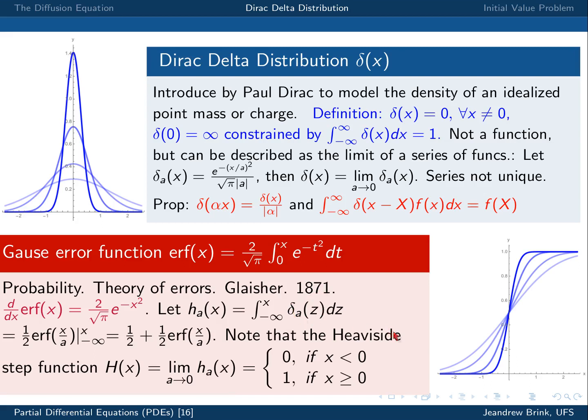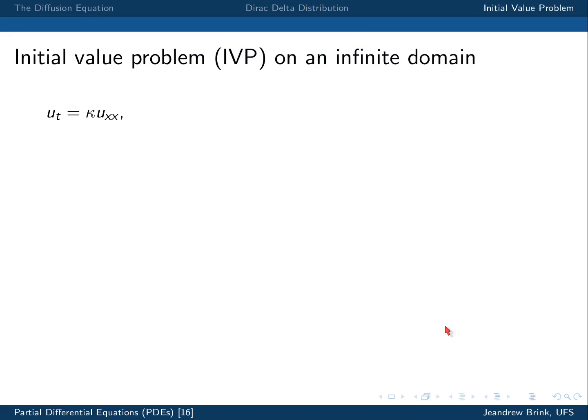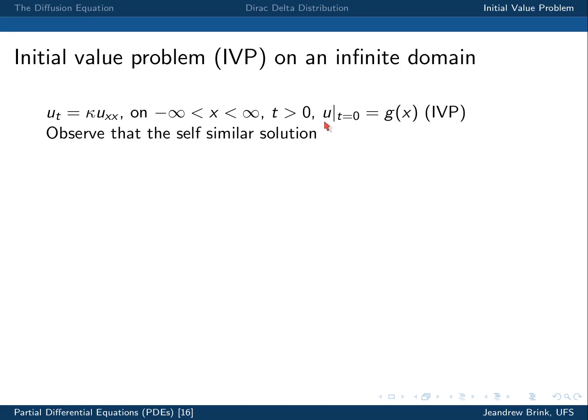Okay, given this background, let us now go ahead and solve the initial value problem on an infinite domain. Firstly, the initial value problem in its full formulation is just the heat equation or the diffusion equation in 1D on the domain minus infinity less than x less than infinity, for t greater than 0, and we want to specify u at t equals 0 equal to g(x). Okay, so that's what we call the initial value problem. And as I indicated in part A, we're going to start constructing the solution out of self-similar solutions.